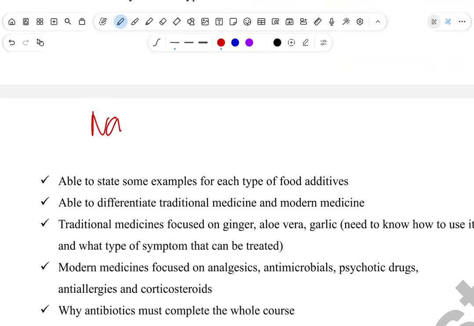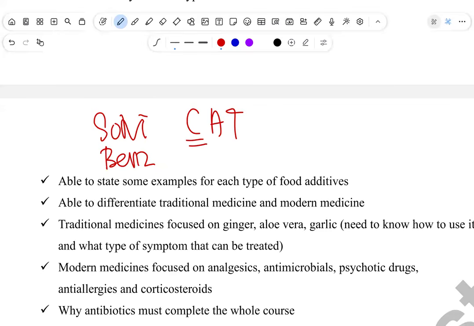Examples: sodium nitrite, preserving meat and sausages; benzoic acid as sodium benzoate, preserving sauce, something like that. Citric acid, ascorbic acid, tocopherol are antioxidants. Yeah, these are some of them.